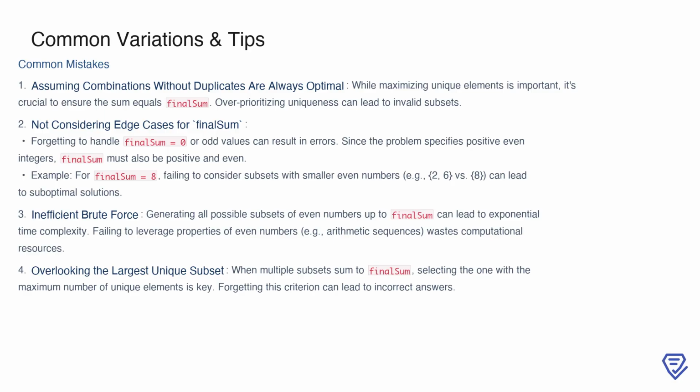Instead, you should leverage arithmetic properties of even numbers for better efficiency. Lastly, it's critical to remember the goal of maximizing unique elements. If multiple subsets sum to final sum, you must choose the one with the highest number of distinct numbers. Overlooking this criterion can lead to incorrect results.